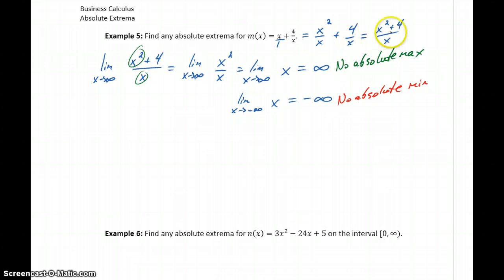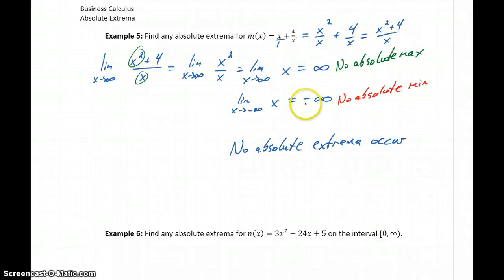So regardless of what critical values we might find to consider, we already know that we won't have an absolute max, we won't have an absolute minimum because of the end behavior. So by starting off considering those limits, we can actually just state that no absolute extrema occur. There's no need to get into first derivative test, second derivative test. We don't have to worry about classifying any of those critical values because these two results already give us that definitive answer.